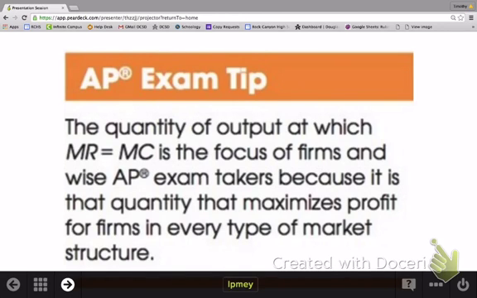So the quantity of output at which marginal revenue equals marginal cost, and I can't stress this enough, this is a rule that you must know. That's the focus of firms, and if you're a wise AP exam taker, you know this rule, because it's the quantity that maximizes profit for firms in every type of market structure, whether it's perfect competition or ones that we're going to look at in a little while, monopoly, oligopoly, and monopolistic competition. The rule is the same in every type of market structure.